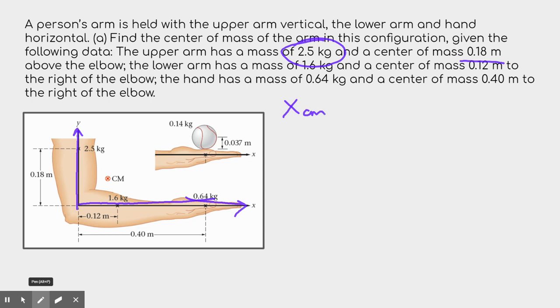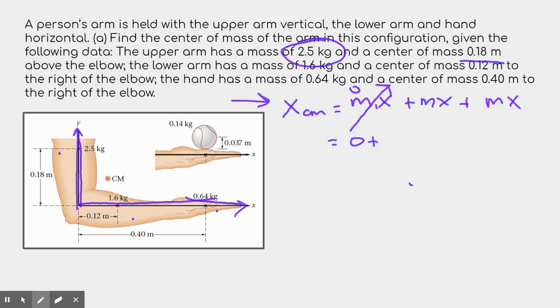We have 3 different sections: the upper arm, the lower arm, and the hand. So I'm going to have to add this part 3 times. That's going to be equal to the mass times the position of the upper arm plus the mass times the position of the lower arm plus the mass times the position of the hand. This is all happening for the X direction. So this term right here for the upper arm, let's just get rid of it because the upper arm has no X direction, only a Y direction. So let's just plug in the rest of the information.